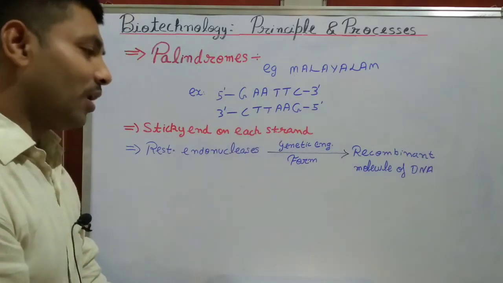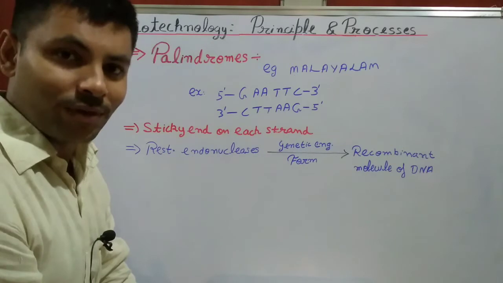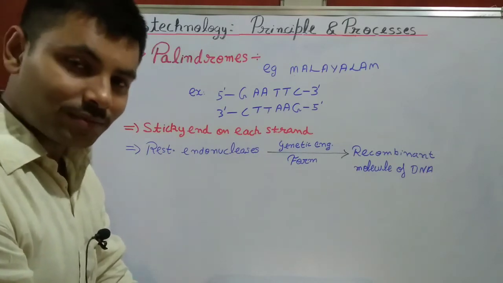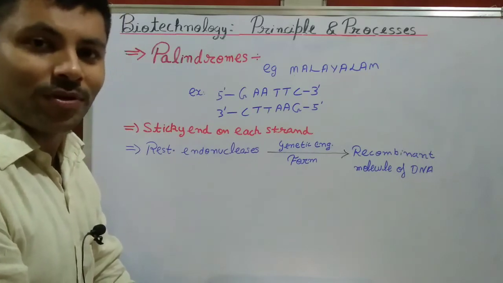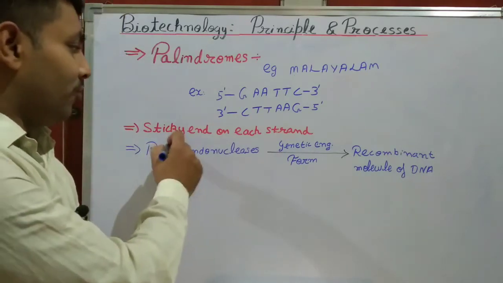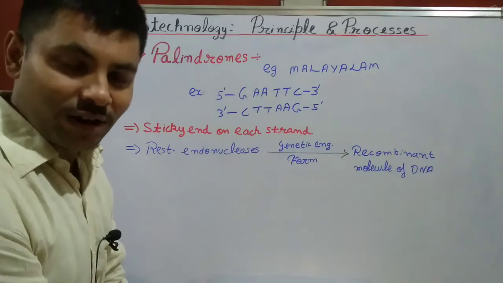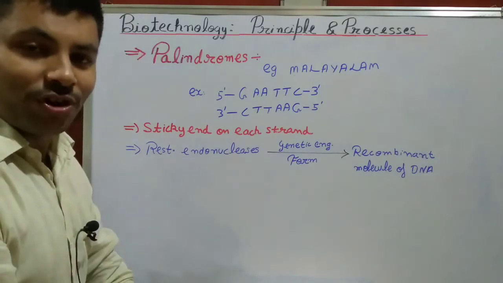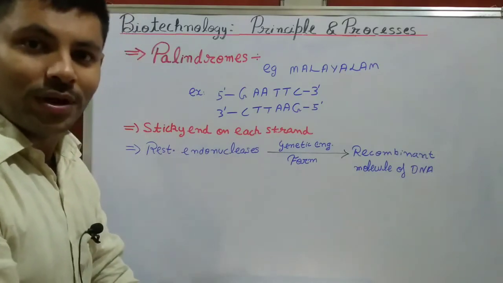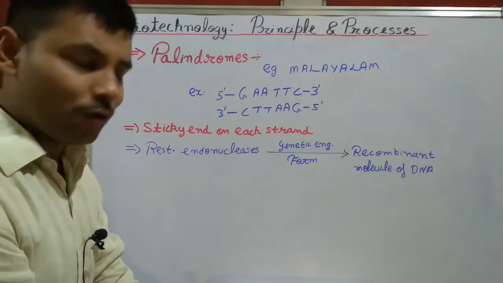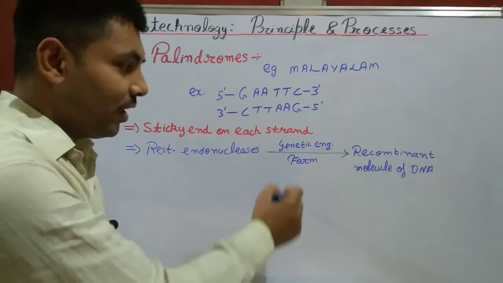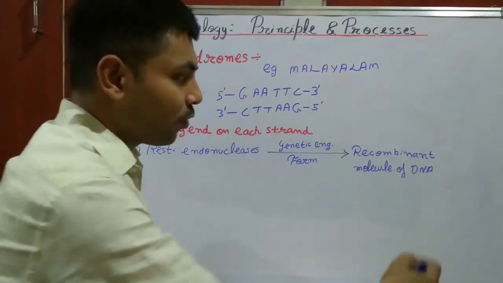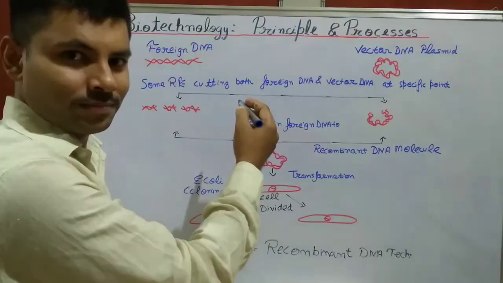Okay, it is clear. Now the restriction enzymes basically cut the DNA a little away from the center of the palindrome, and it forms some sticky ends on each strand. Now see, the stickiness is made use of by the enzyme DNA ligase. Also see, restriction endonuclease is used in genetic engineering to form recombinant molecules of DNA.